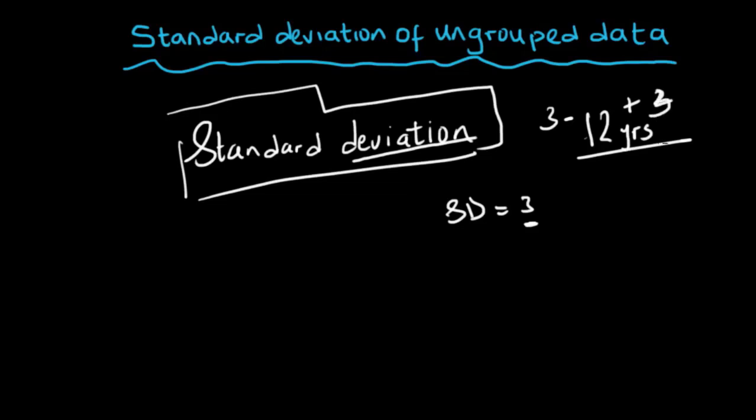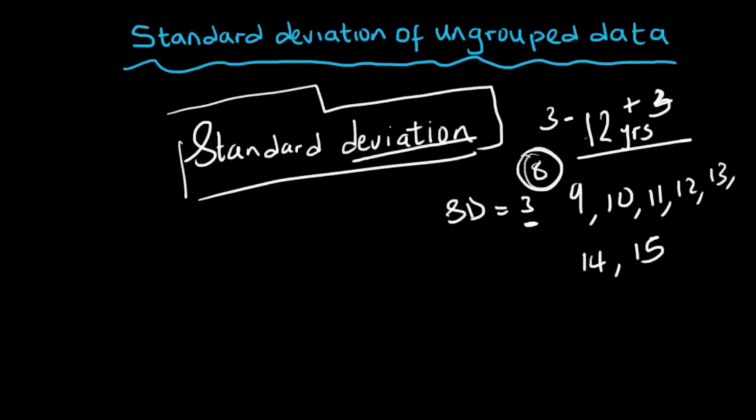Does that make sense? So now some students can be 9 years, some can be 10, some 11, we can have 12, 13, 14, or 15, and that's it. We can't have 8 years because 8 years will be minus 4. We can't have 17 years because it will be plus 5. Do you understand? So standard deviation helps me to understand the spread of the data.